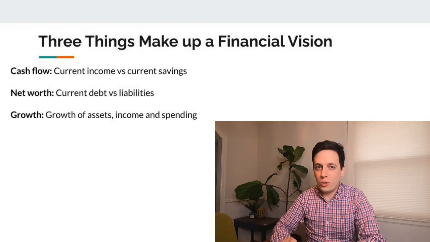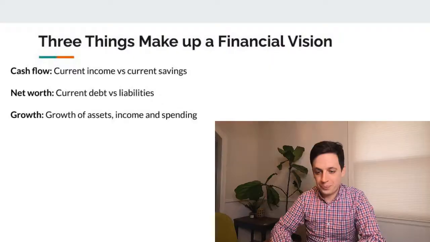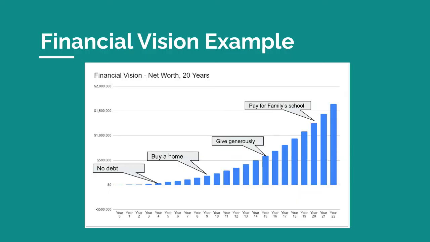So now let me show you what that financial vision could look like. Here's an example of a really simple financial vision for someone's life. We're going to go into it a little bit later, but this is the financial vision for someone making $50,000 a year in Brooklyn, saving around $900 a month, straight out of college. What we're going to do is show what that financial vision looks like.